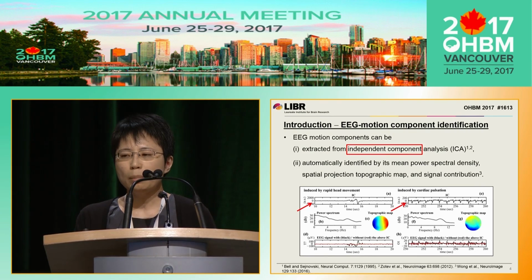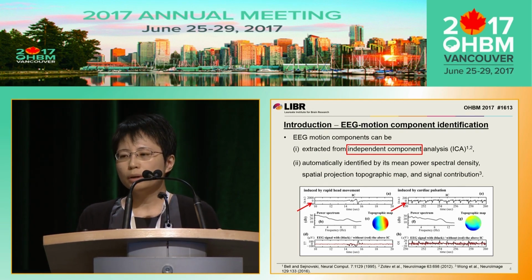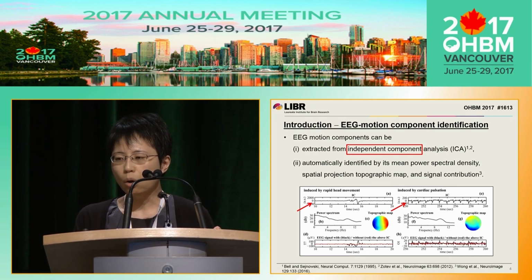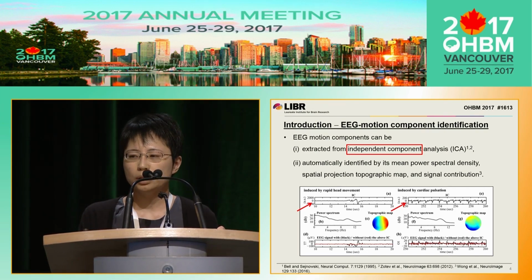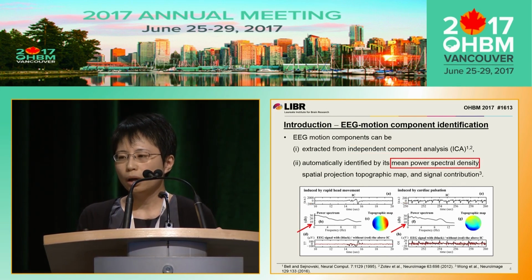The motion-induced EMF, or the EEG motion components, can be extracted from the independent component analysis and automatically identified by a rule-based algorithm. For the independent components, or ICs, related to the spontaneous head motions or motions induced by cardiac pulsations, that is the cardioballistic motions, there are spikes in the time courses of the ICs.